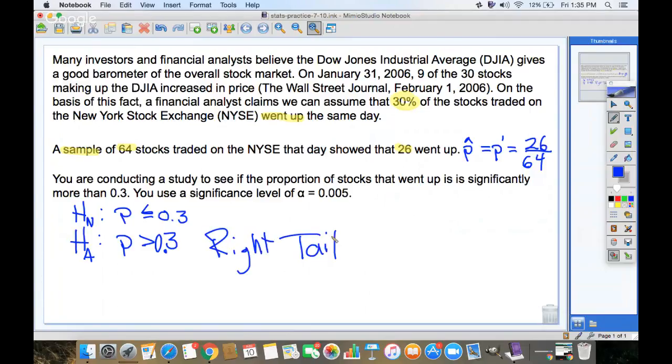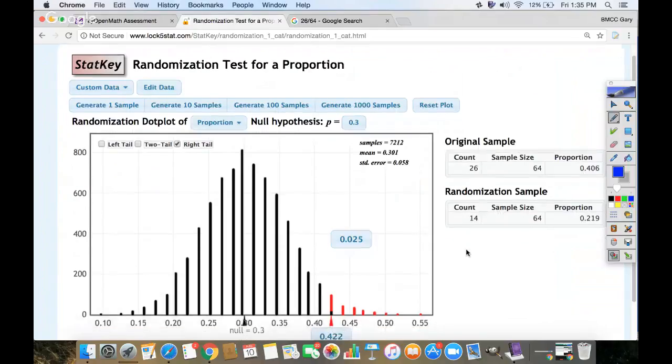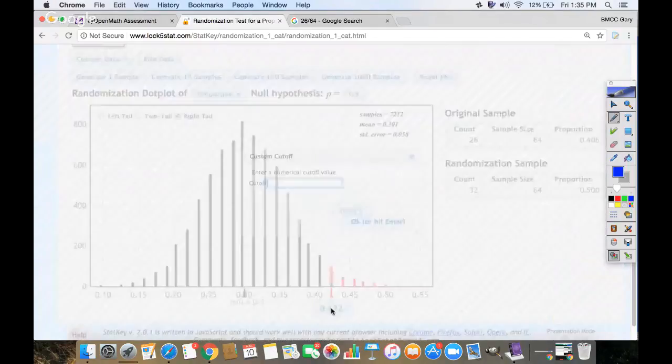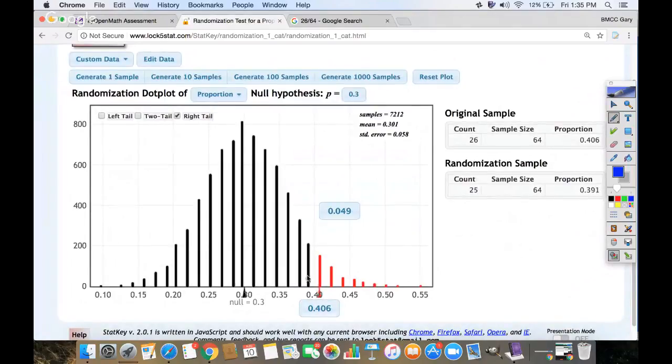All right, so back to my sampling distribution, right tail test. The next thing I want to do is take the first random sample we started with, which had a proportion of 40.6% of the stocks went up. So I need to change this right endpoint, this cutoff value, to 0.406. And what this tells me is that the computer then looks to see how many of the 7,212 random samples I made based on the original were about 40.6% or higher. And this tells me that 4.9% of them, that's my p-value right there, were greater.